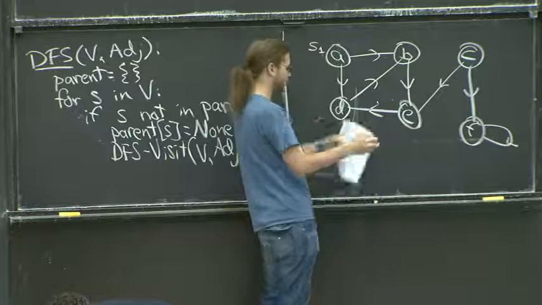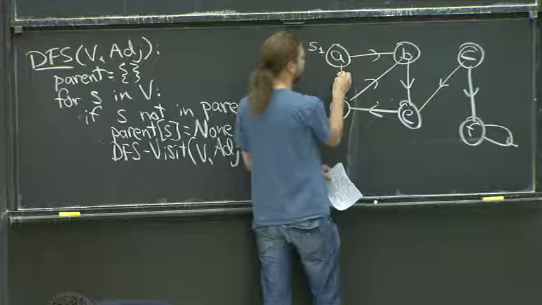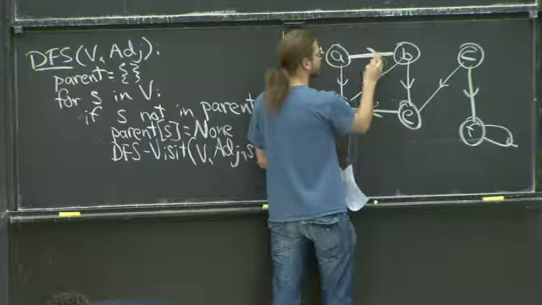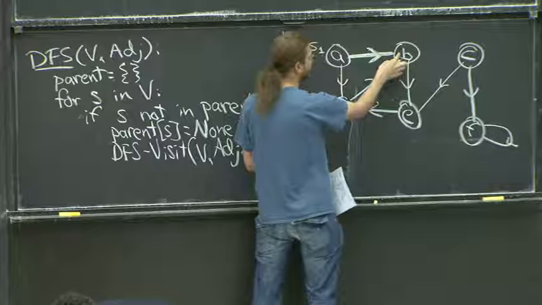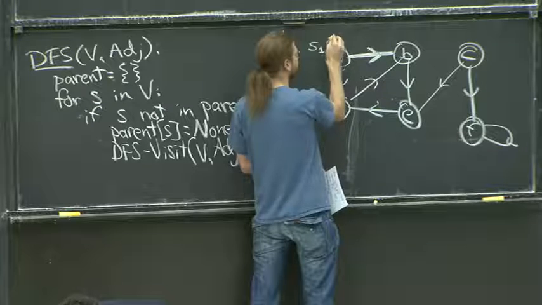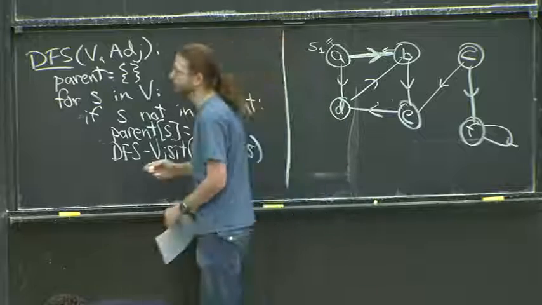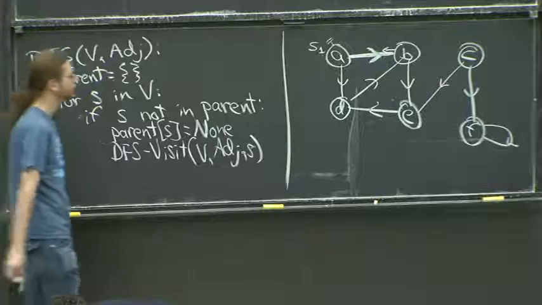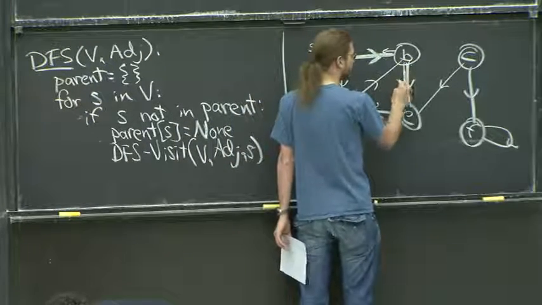So we consider the order here. First edge we look at, there are two outgoing edges. Let's say we look at this one first. We look at B. B has not been visited yet, so it has a parent pointer of null. We're going to give B a parent pointer of A. That's here. Then we recursively visit everything from B. So we look at all the outgoing edges from B. There's only one. So we visit this edge.